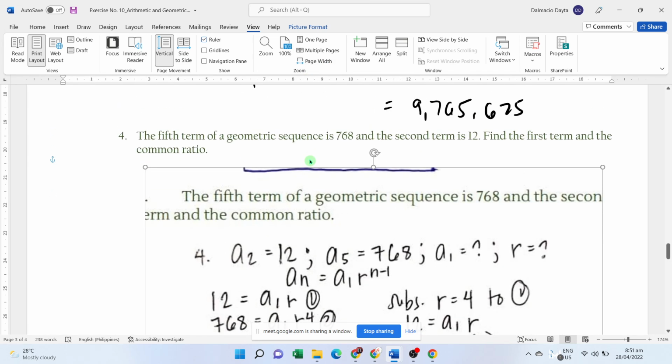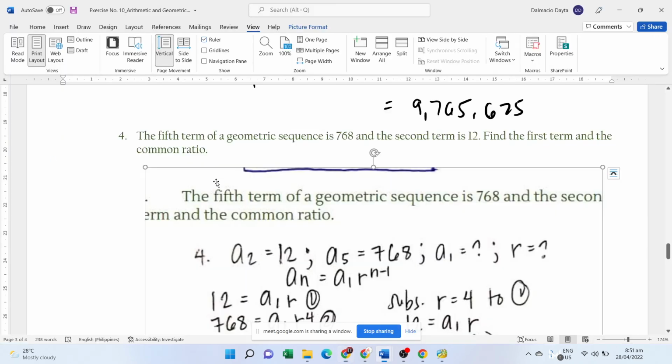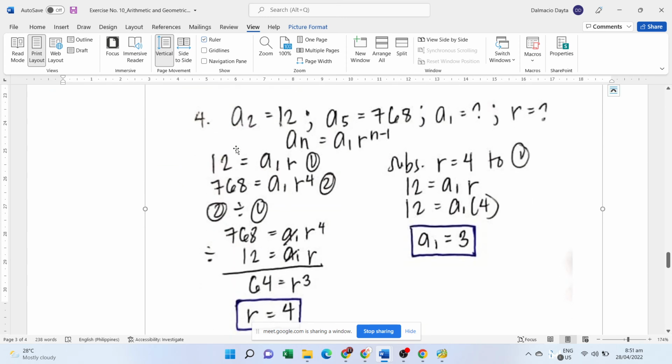Okay. So the fifth term of a geometric sequence is 768 and the second term is 12. Find the first term and the common ratio. Raven's solution is very much similar to problem number 4 in the previous part, but let's see how this was solved.